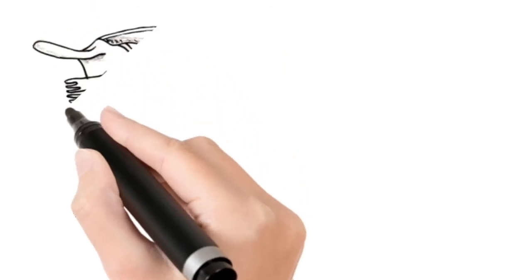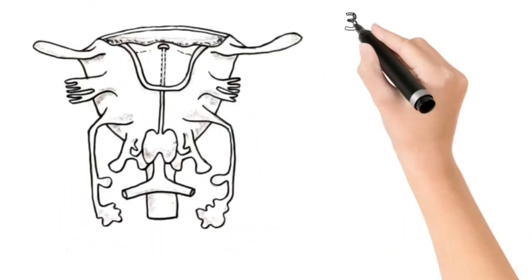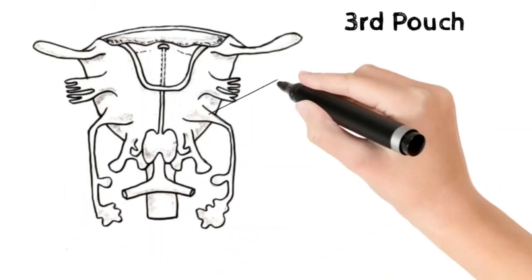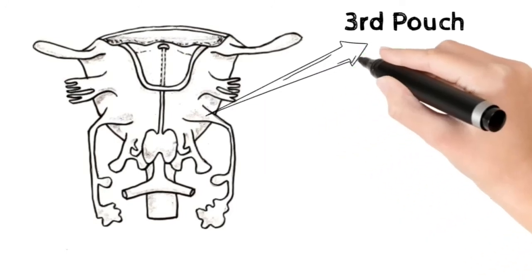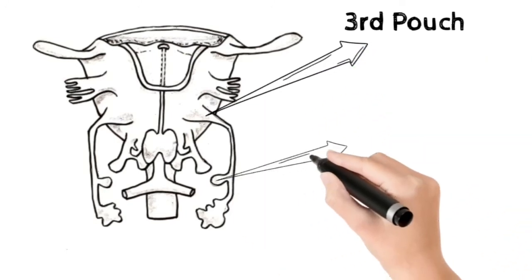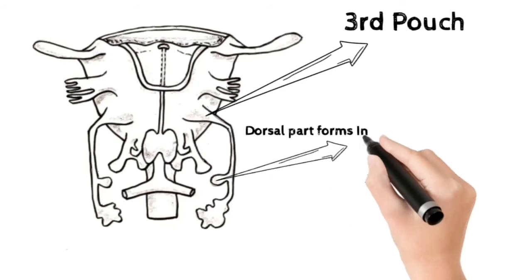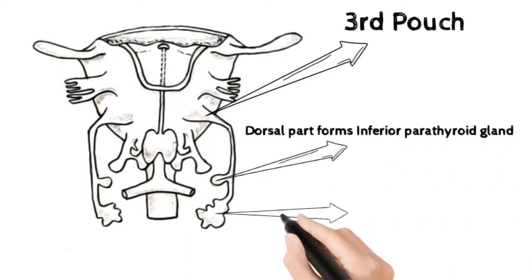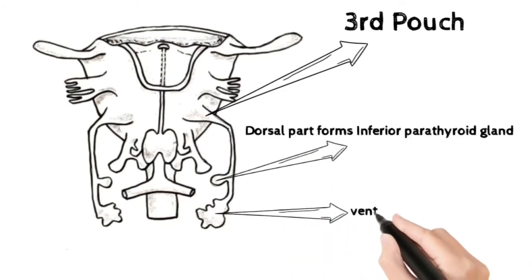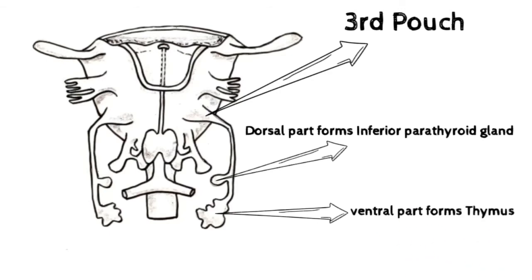Derivatives of the third pouch. Remember, the third pouch grows like a tube downwards. And the posterior part or dorsal part of this third pouch tube forms the inferior parathyroid gland. And the ventral part of this third pouch tube forms the thymus.